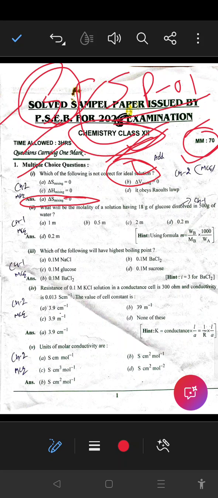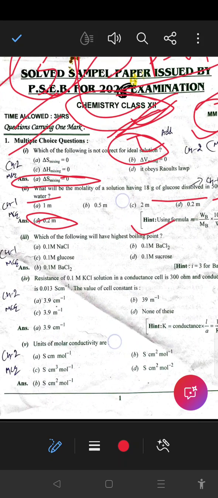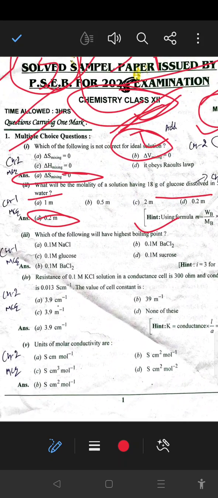Second, what will be the molality of the solution having 18 gram of glucose dissolved in 500 gram of water? When we calculate molality by using the formula of molality, we know that the answer is 0.2 molal. Next question, which of the following has highest boiling point?